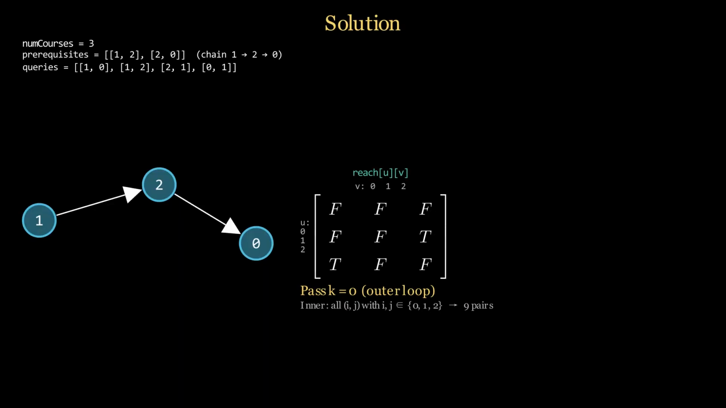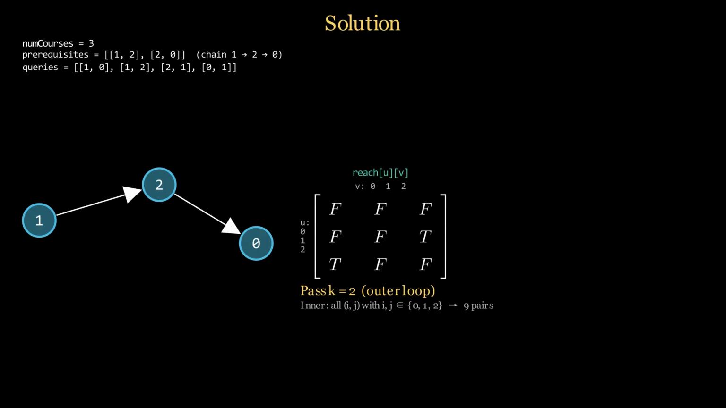Outer k is 0. The inner i loop and inner j loop still visit all 9 i j pairs. None of those checks finds both reach i k and reach k j true in a way that creates a new true cell, so the matrix stays the same. Outer k is 1. Again all 9 i j pairs are visited, and the matrix stays the same.